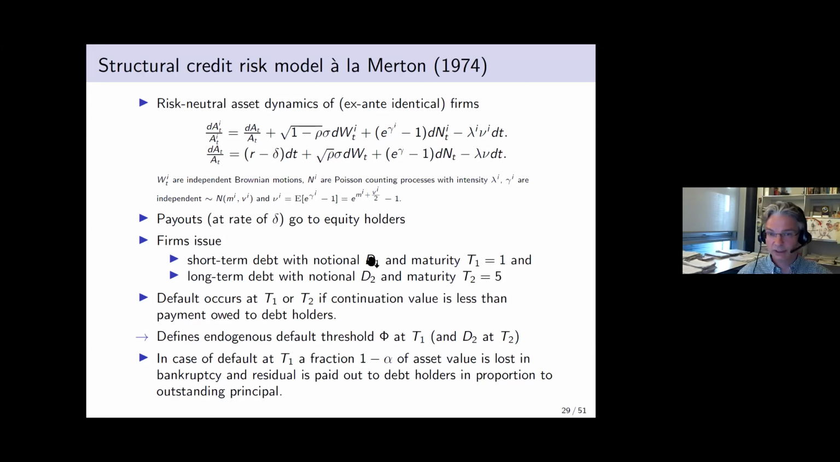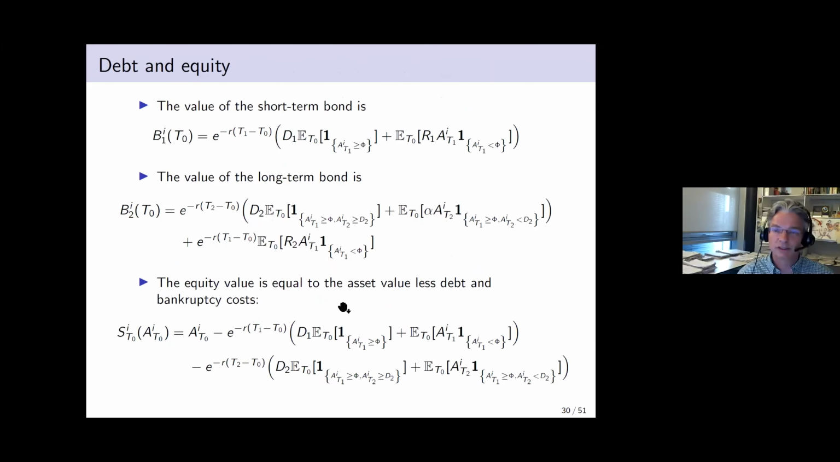And at the intermediate date, there will be an endogenous default threshold, which is that the firm would pay the D1 that's due if and only if the continuation value is higher than the payment. We assume some bankruptcy cost alpha, and we assume that recovery, if default were to occur at the intermediate date T1, will be a percentage of the outstanding fraction of face value. So these are all classic assumptions. With these assumptions, we can price debt and equity.